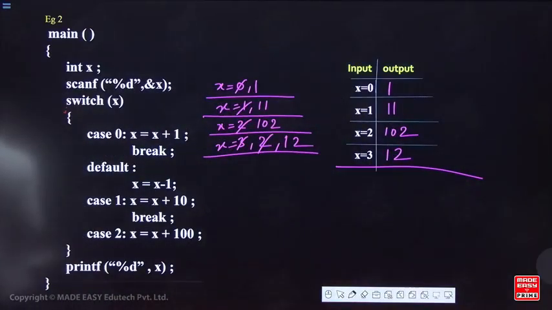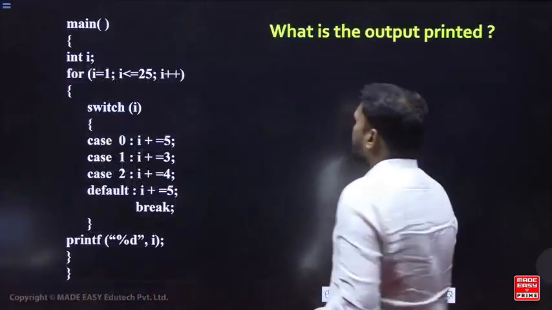समझ में तो आया ना सबको? Just give me the comment. Okay, right. So everyone is saying clear. So let's move on to the next question.